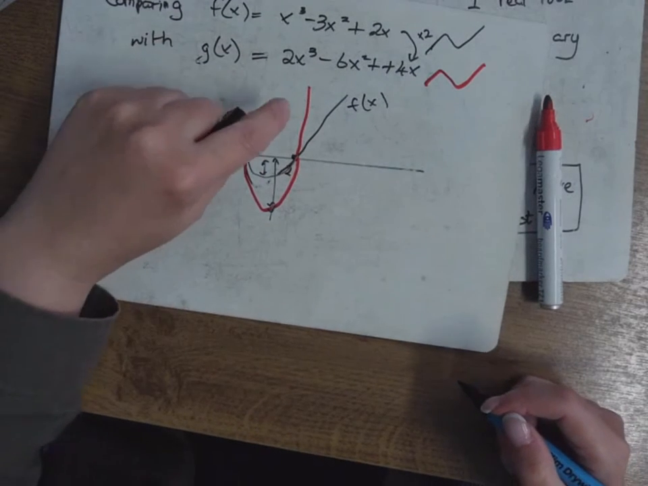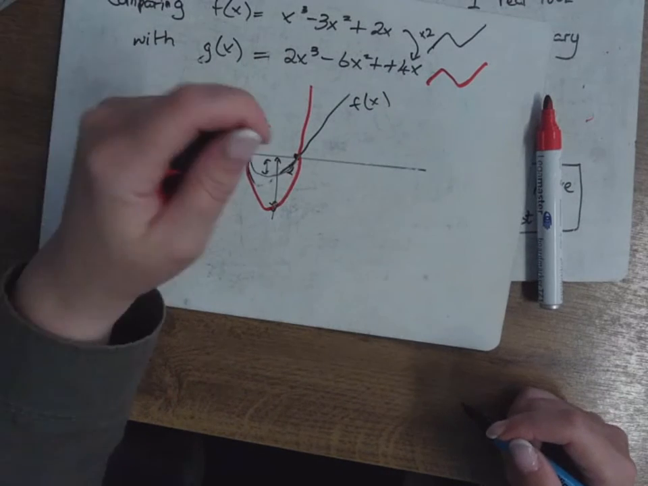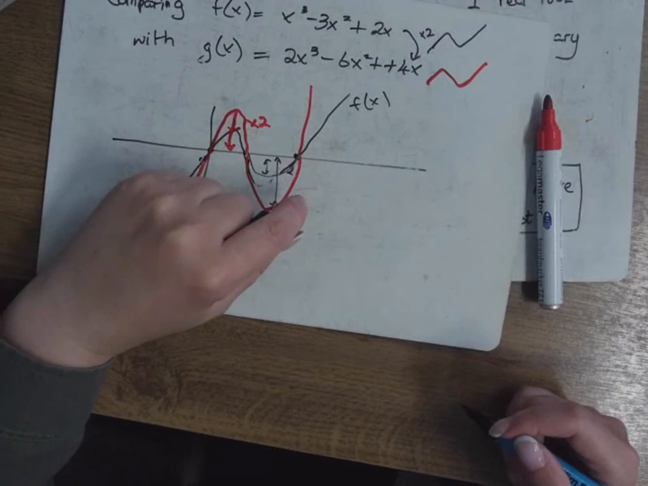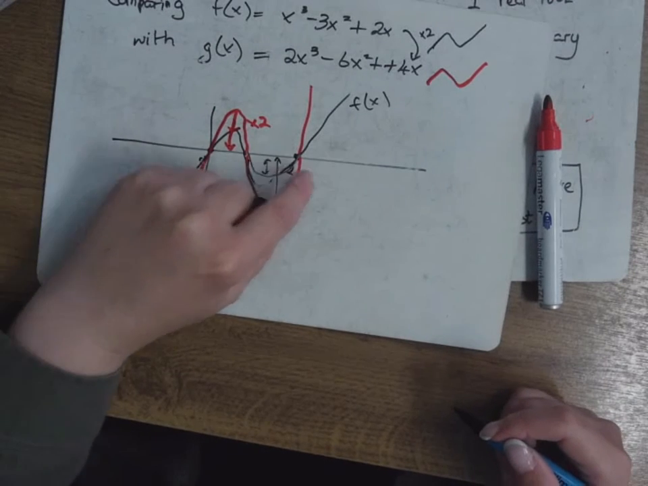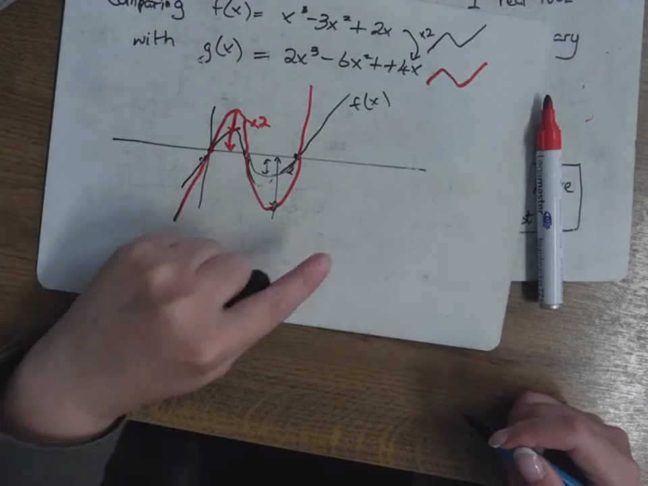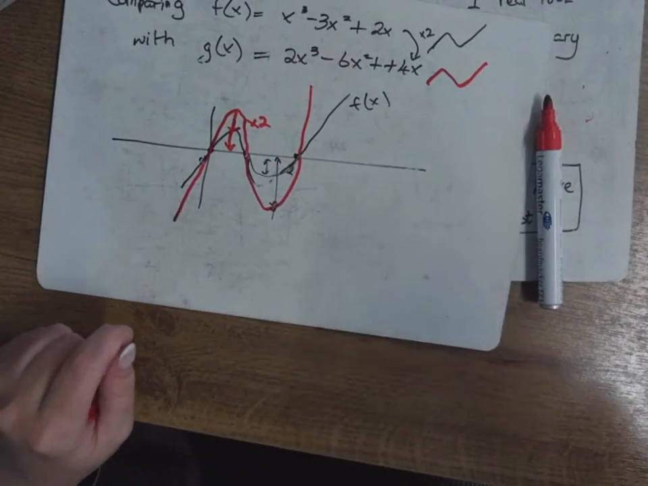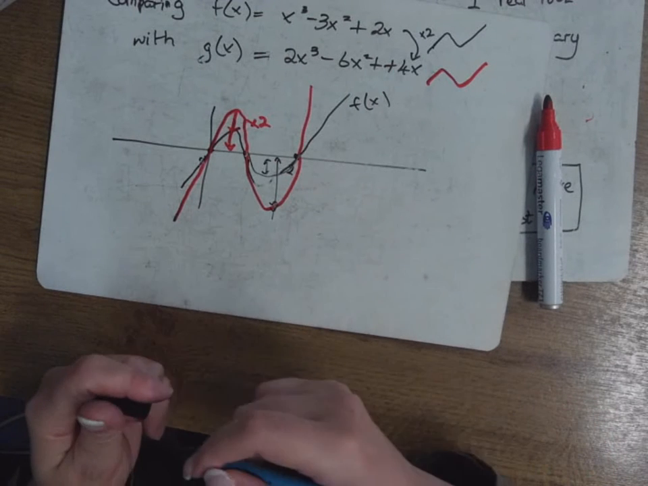So if I was to draw 3x cubed minus 9x squared plus 6x, so if I multiplied everything by 3, it would be 3 times bigger, yeah? If I multiplied it by 4, it would still cross at the exact same points, but it would be steeper. The waves would be steeper. Is that alright with everyone? Okay.